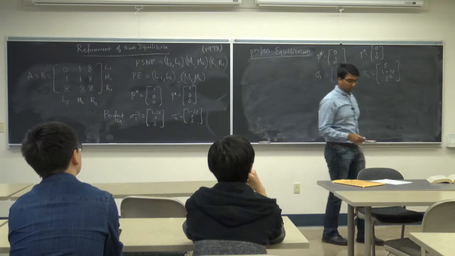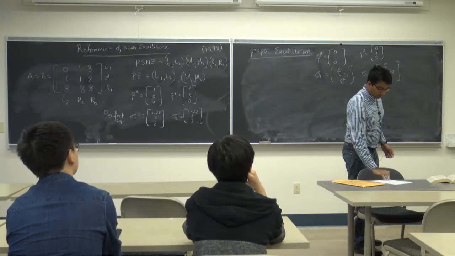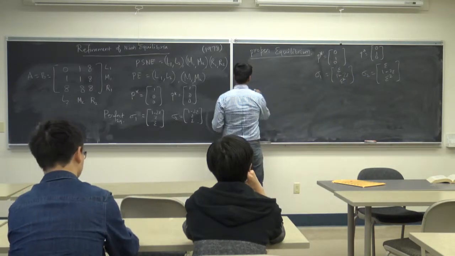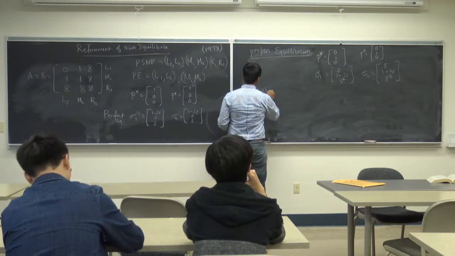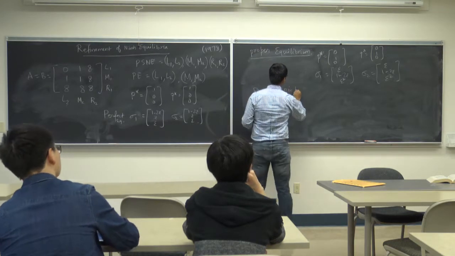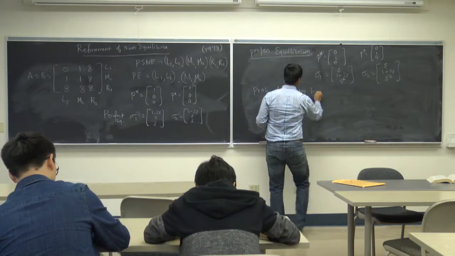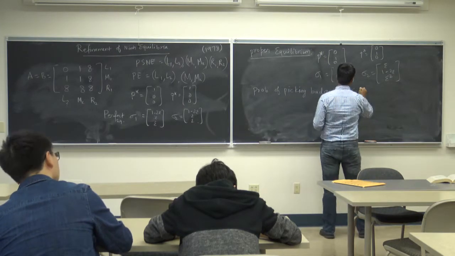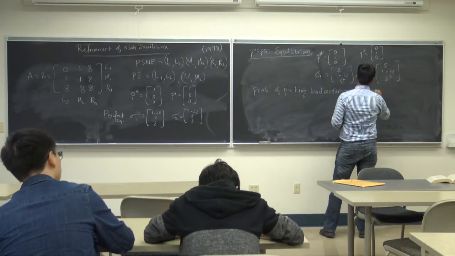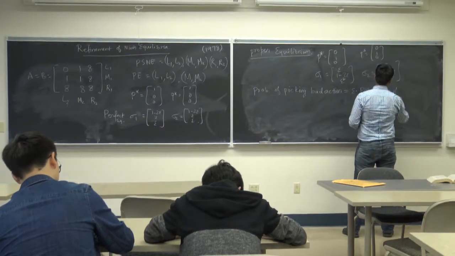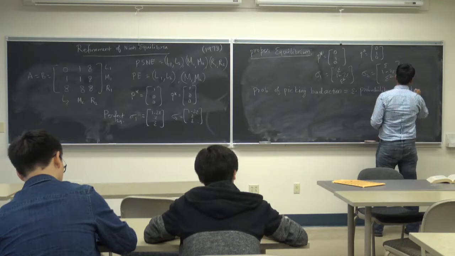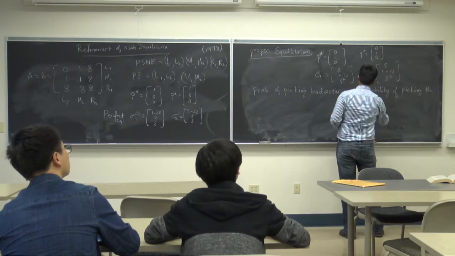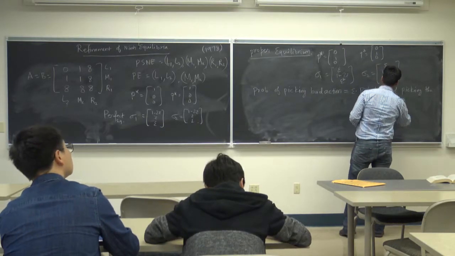So to put it formally, the probability of picking a bad action is equal to epsilon times the probability of picking the next bad action.